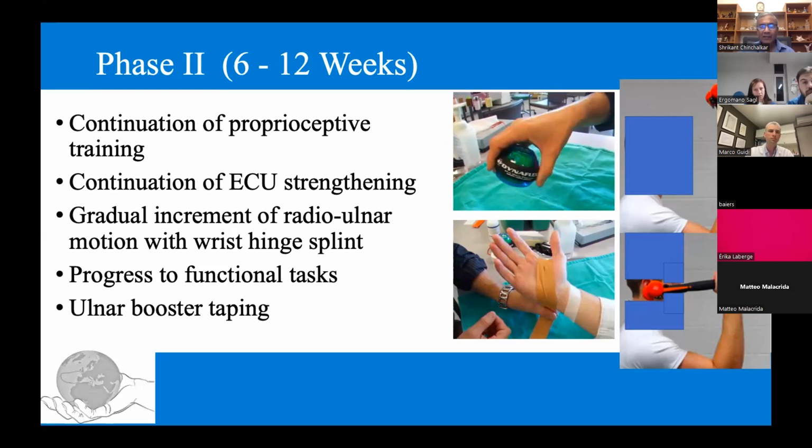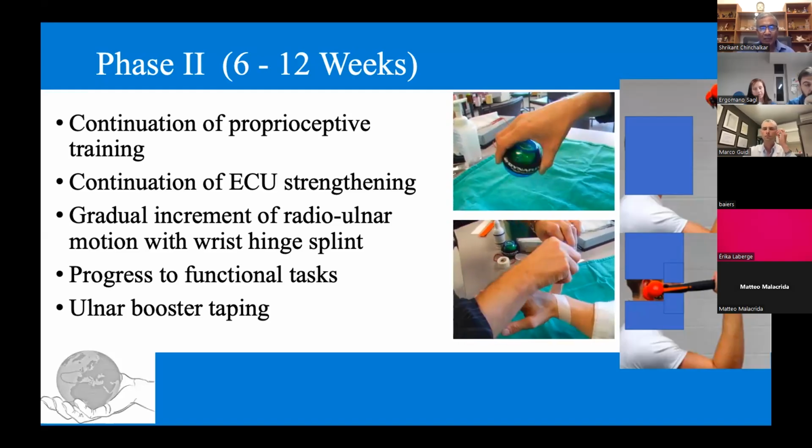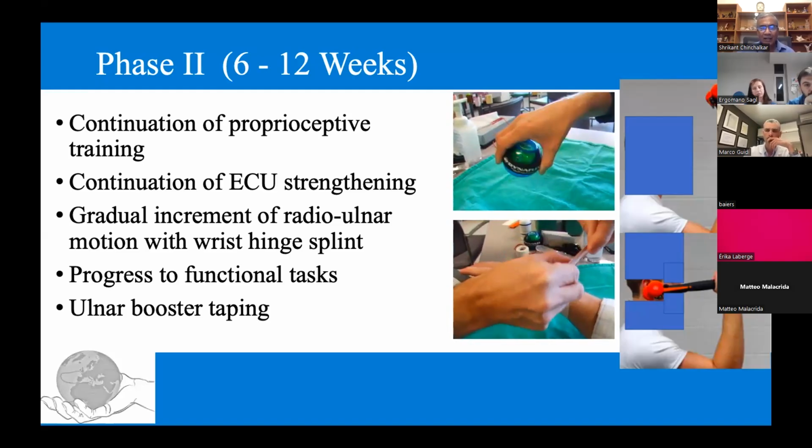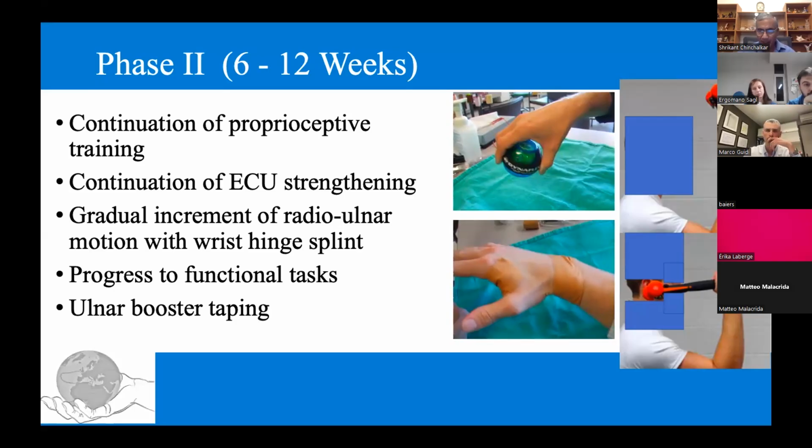And then patients may require ulnar boost. At this stage, I may not use ulnar boost taping. However, I'll introduce patients to the ulnar boost neoprene taping rather than adhesive taping.